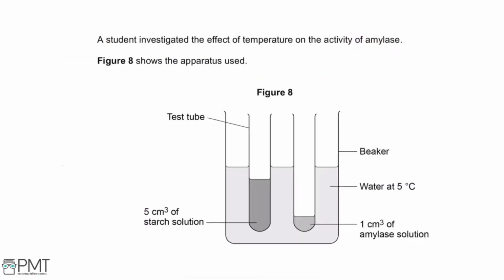A student investigated the effect of temperature on the activity of amylase. Figure 8 shows the apparatus used. So here we have figure 8, and we have test tubes sitting inside a beaker of water at 5 degrees C. In one test tube is 5 centimetres cubed of starch solution, and in the other is a centimetre cubed of amylase solution.